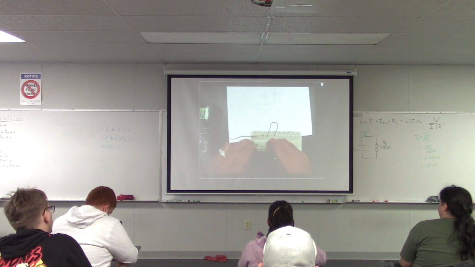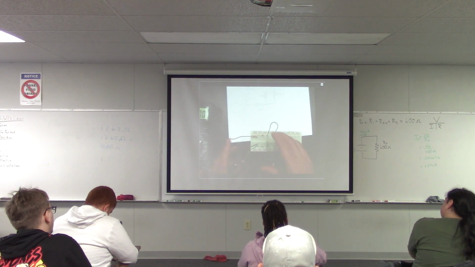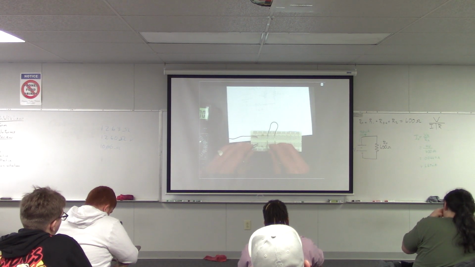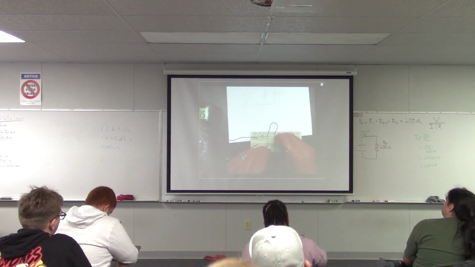So if you want to measure it across the resistor, you just plug in the leads at the two ends of the resistor, and then you measure your voltage. Okay? And then you just move that around and measure the voltage across each of the resistors. So that's how you can measure the voltage in your circuit.